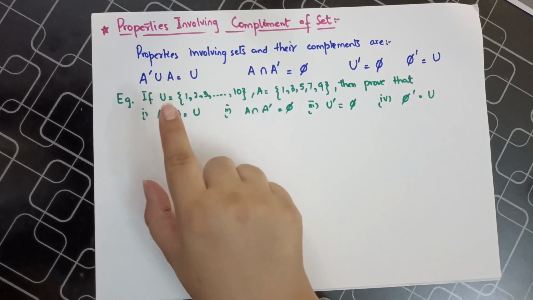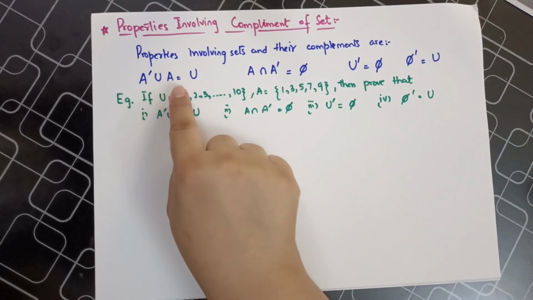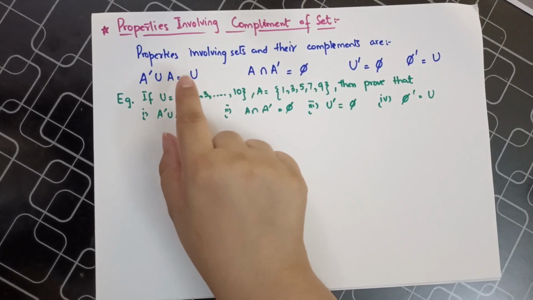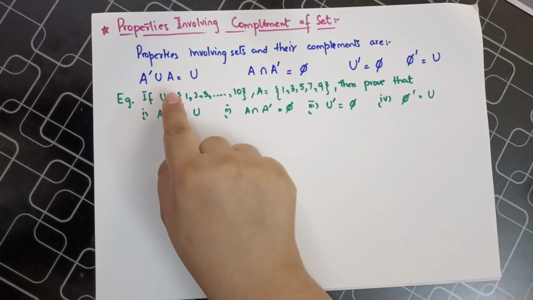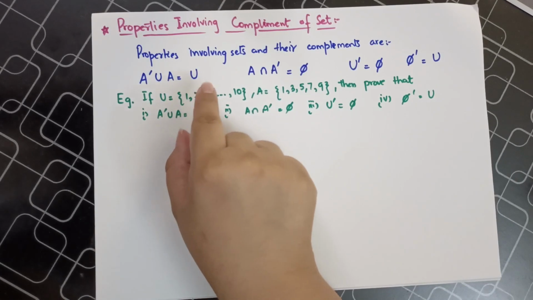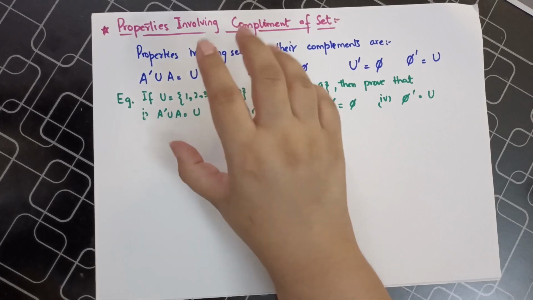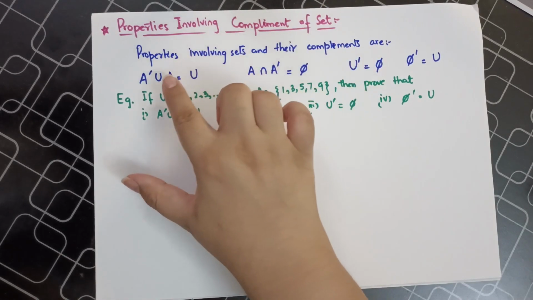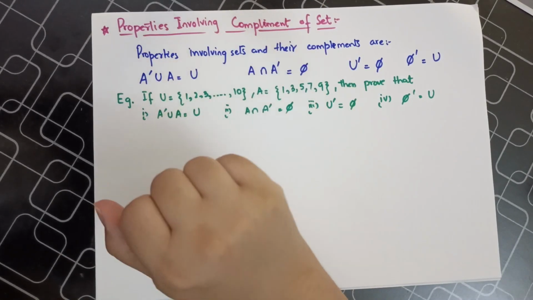Now the first one is A complement union A is equal to the universal set. When we take the union of the set A and its complement, the resulting answer will be the entire universal set, which we have taken for the set A.